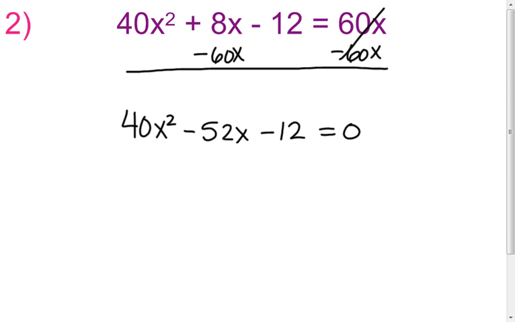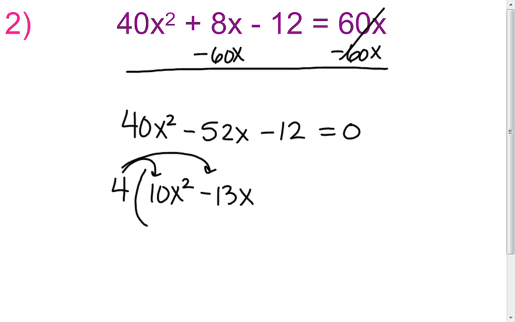Okay, so the first step was to set everything equal to 0, which I did. The next step, every time you factor, no matter what it looks like, is to see if you can pull anything out that they might have in common. In this case, 40, 52, and 12 are all divisible by 4, so I can factor a 4 out of there. And then 4 times 10x squared gives me 40x squared, 4 times negative 13x gives me negative 52x, and 4 times negative 3 gives me negative 12.